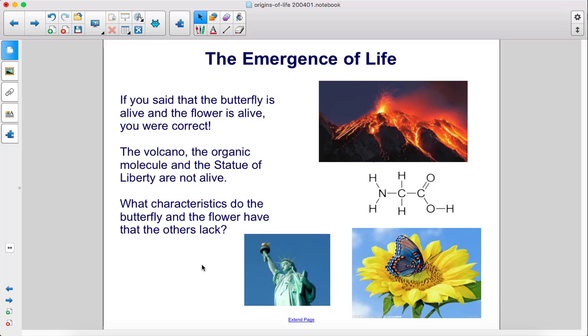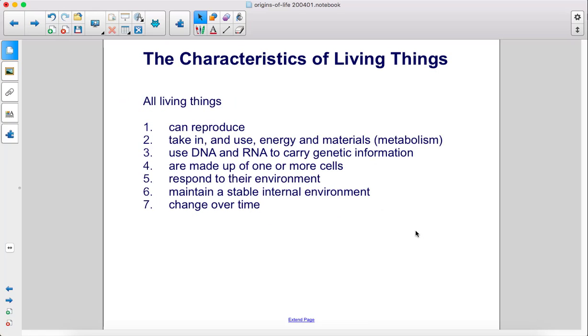If you said that the butterfly is alive and the flower is alive, you are correct. The volcano, the organic molecule, and the Statue of Liberty are not alive. What characteristics do the butterfly and the flower have that the others lack? The characteristics of living things.